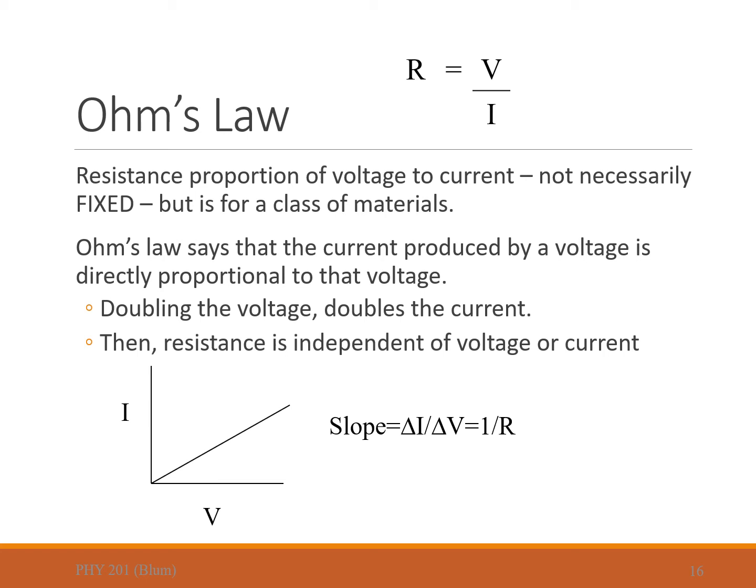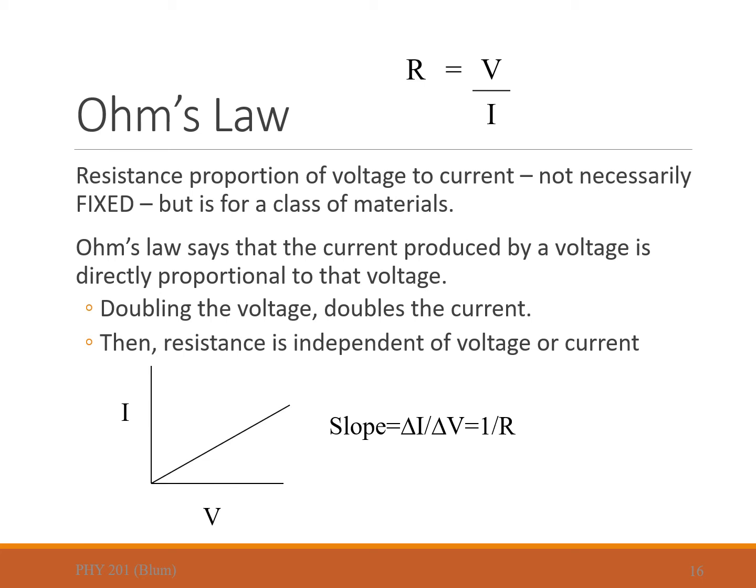Ohm's law says that the current produced by a voltage is directly proportional to that voltage. Therefore, if you doubled the voltage, you would double the current. If you tripled the voltage, you would triple the current, and so on. Again, this is not the case for all devices, but it is for the devices that obey what we call Ohm's law, and those materials are what we will use to make resistors.